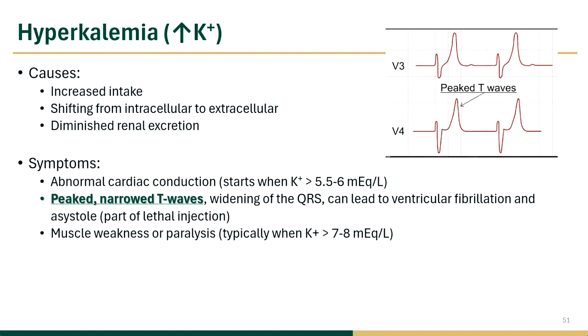Abnormal cardiac conduction starts when the potassium hits that 5.5 to 6 range. So you start getting the potential for changes in cardiac conduction. You start to get peaked, narrowed T waves, which is in the picture up there at the top. That's what that looks like, a really high peaked T wave. Widening of the QRS interval can eventually lead to ventricular fibrillation and asystole, and that's how it's part of lethal injection. It's also extremely, extremely painful. You can get muscle weakness or paralysis when the potassium hits somewhere between 7 and 8.